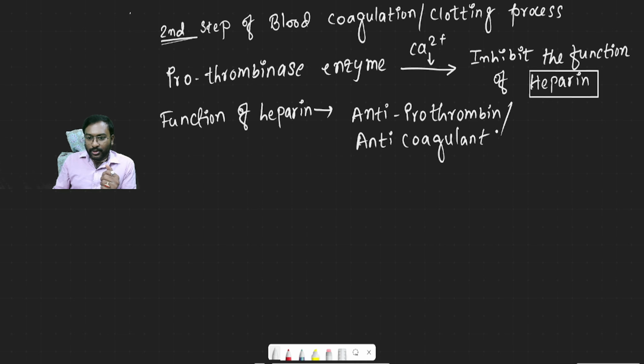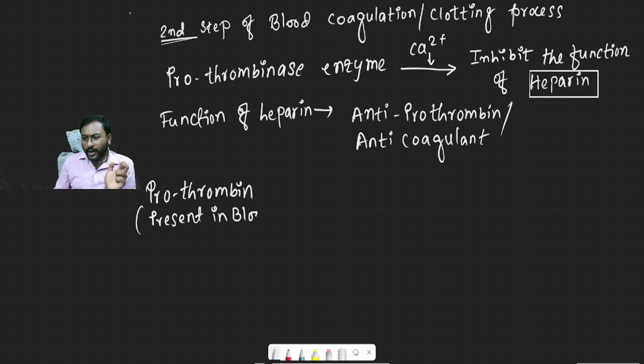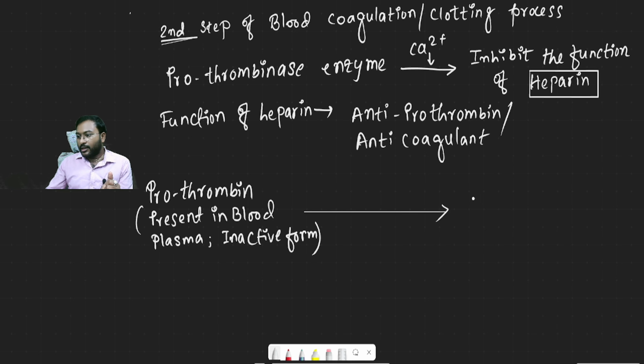Now, within the blood plasma, prothrombin is present, and it is present in inactive form. This prothrombin converts into thrombin. Now this thrombin is the active form.